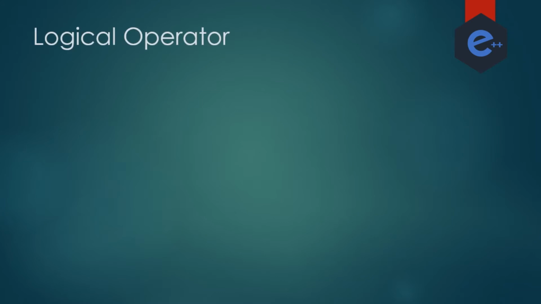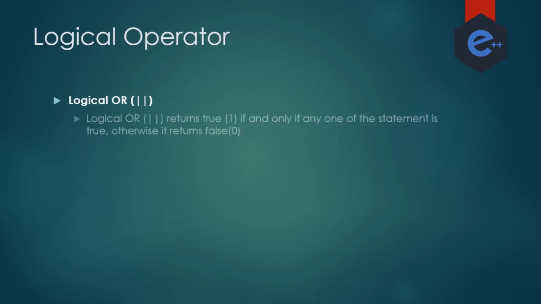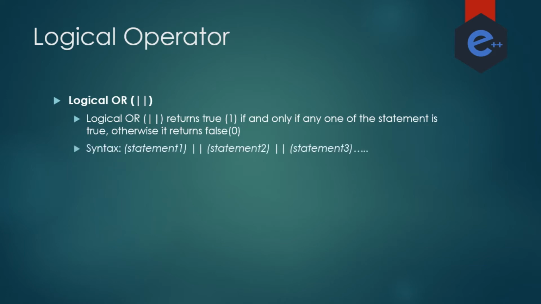Second one is logical OR. Logical OR returns true value if and only if any one of the statements is true, otherwise, it returns false value. We can write logical OR statement as shown on your screen. More than two statements can be combined with logical OR operator to perform logical operation.